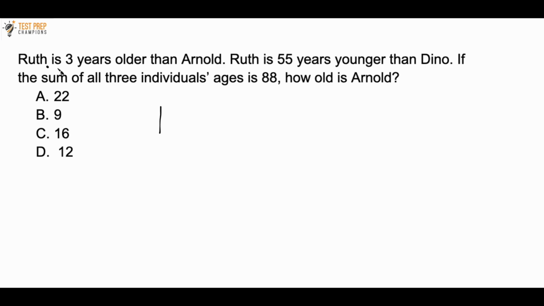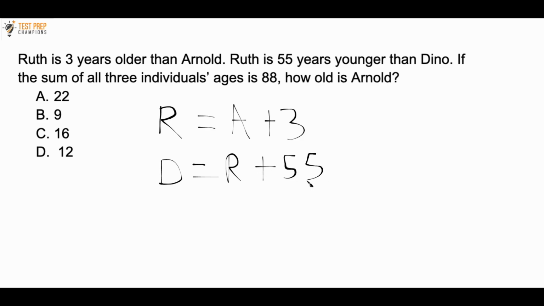So we know that Ruth is 3 years older than Arnold, so I can say R equals A plus 3. Now we also know that Ruth is 55 years younger than Dino, so I can say that D equals R plus 55. Now, we also know that the sum of all three individuals' ages is 88. So I can say R plus D plus A equals 88. And the name of the game here is to figure out how old Arnold is. So I'm going to do this by back solving here.